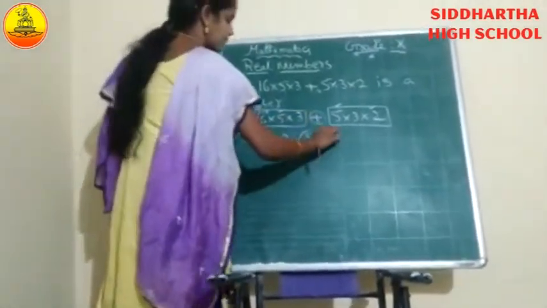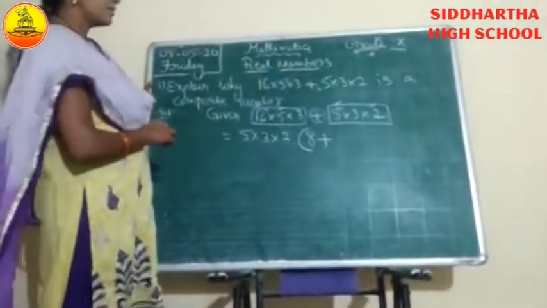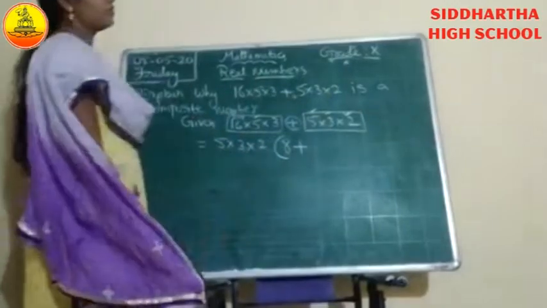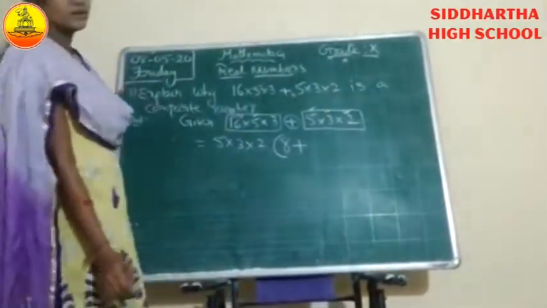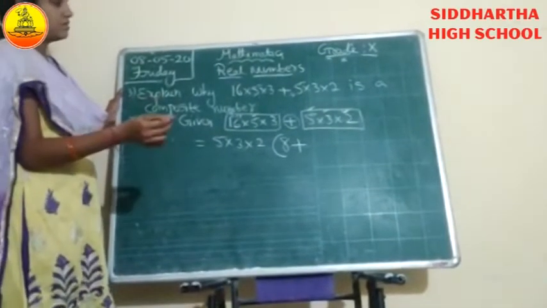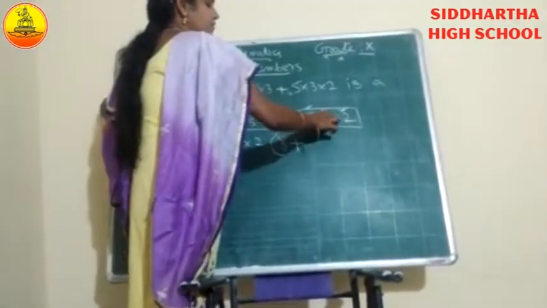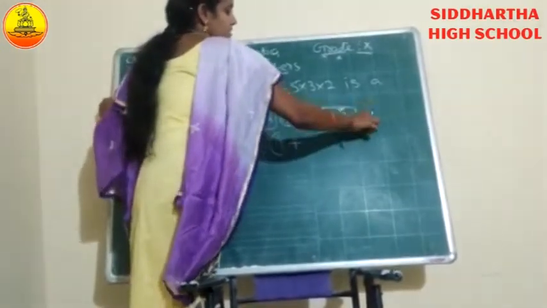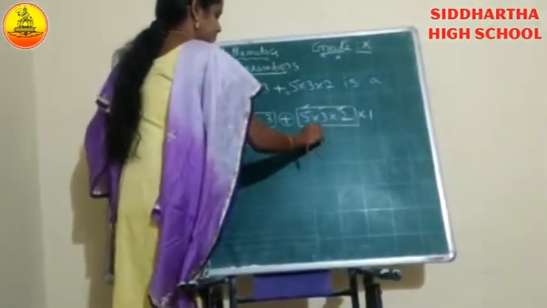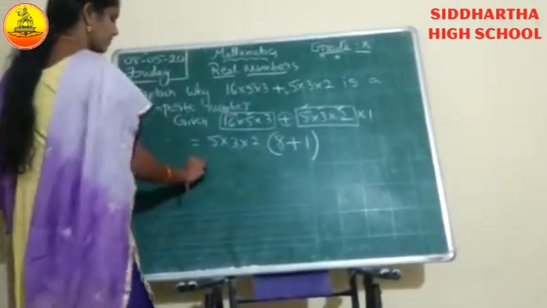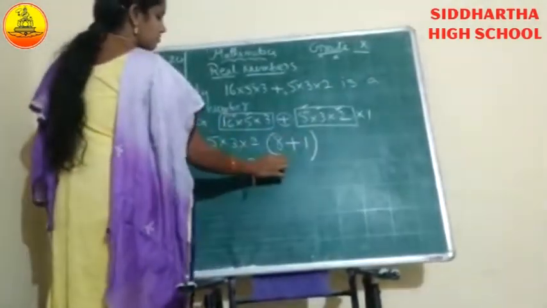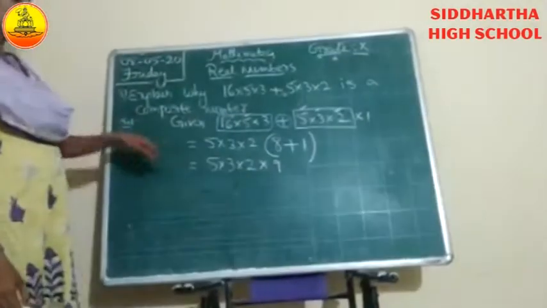Then the plus symbol is there. Here, we took 5 common, 3 common, 2 common. All we took common. Still what will be left there? Nothing is there. So if nothing is there, what do we keep? 1. Because 5 into 3 into 2 is 30, and if we keep 1, the value 30 won't be changed. So I have to write 1. Now 5 into 3 into 2, and 8 plus 1 is how much? 9. You don't need to multiply this.